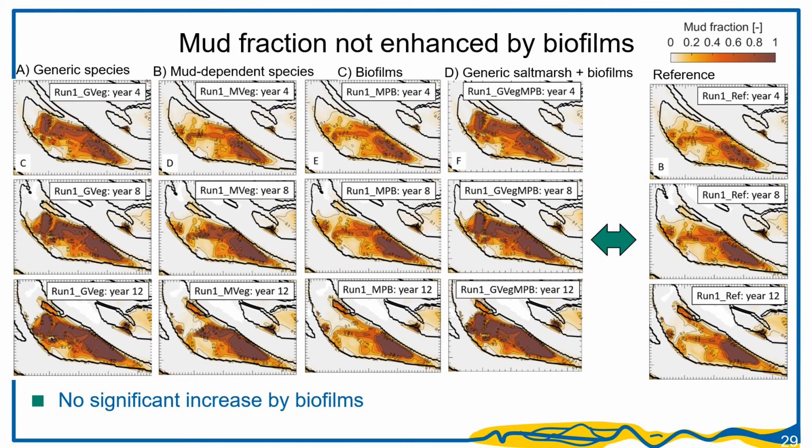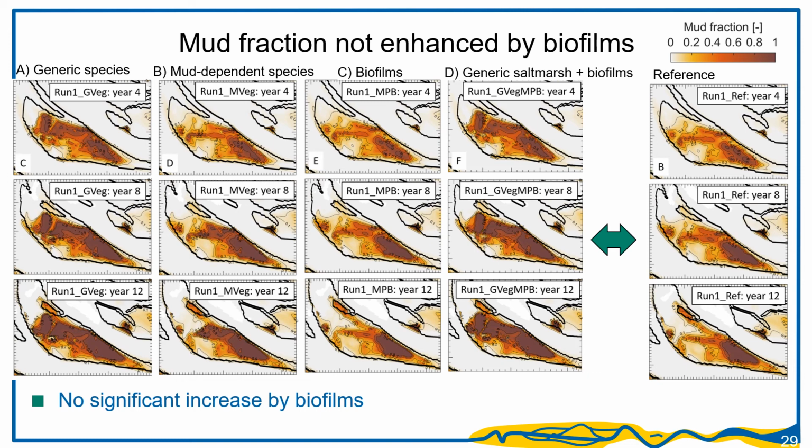Here I added now the biofilm results and the results with the generic saltmarsh species and the biofilms. And if we compare column C with the reference run to the very right, we see that there is not a very big difference between the mud fractions. So the biofilm seems to have very little effect on the mud fraction on the bar.